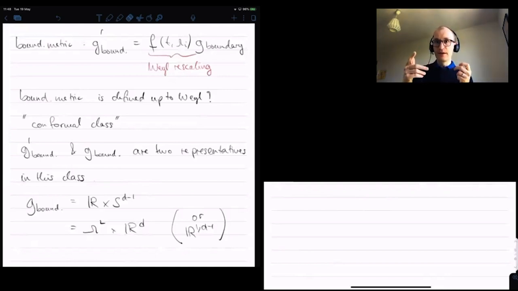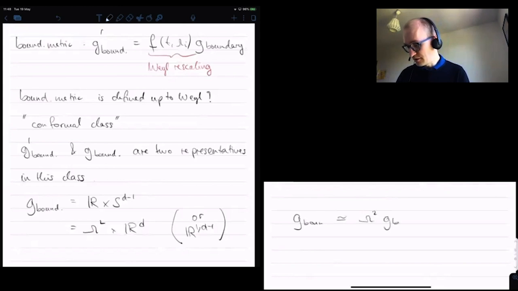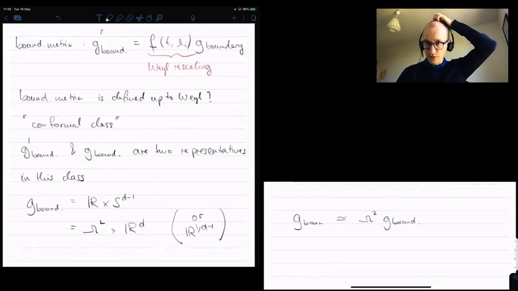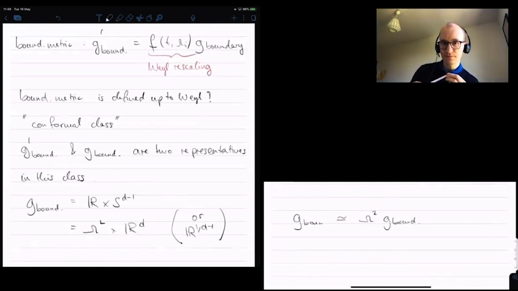Because remember, to have conformal isometries, the boundary metric had to be related in some sense to omega squared times the boundary. This was the defining equation from which we got this whole conformal isometry and conformal killing vector idea and so on. And the fact that the metric is really only defined up to such a rescaling turns out to be crucial for ADS-CFT to work.